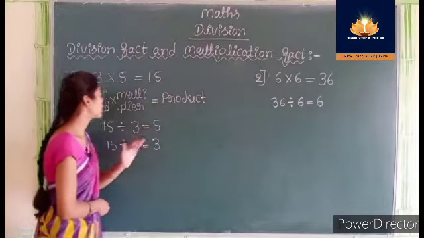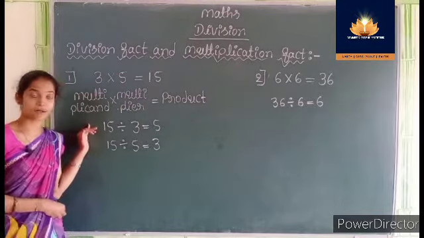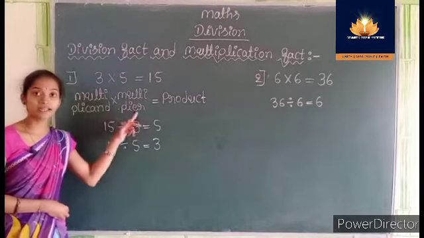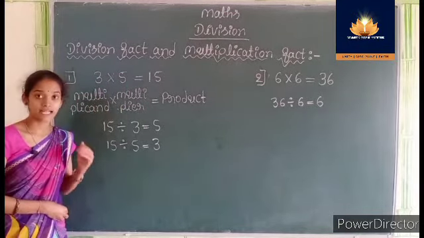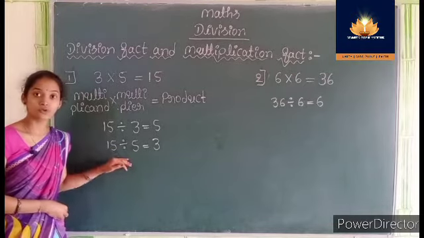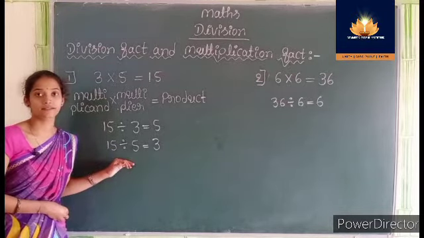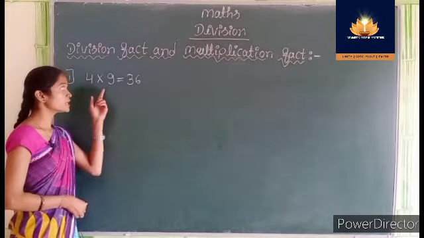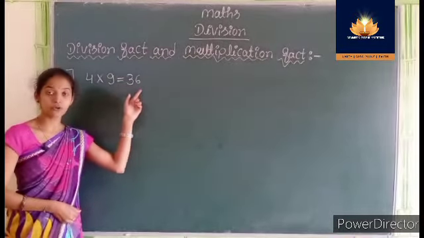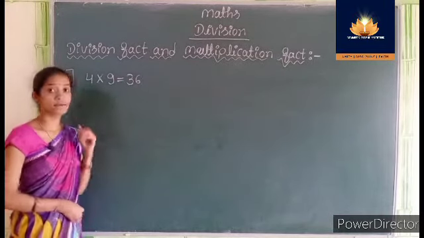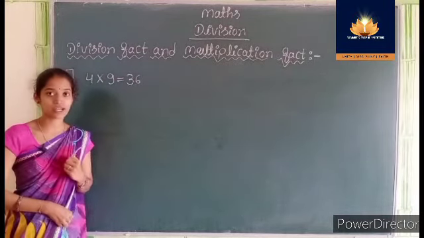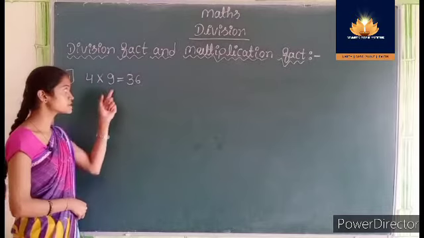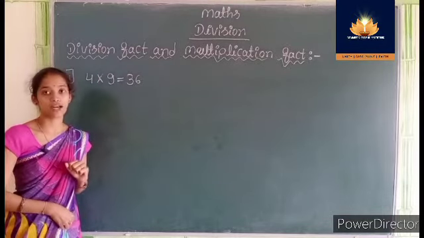When multiplicand and multiplier both have the same number, we will get only one division fact. But in this problem we have different numbers as multiplicand and multiplier, right? That's why we get two division facts. Okay, let us see another example. 4 into 9 is equal to 36. This is the multiplication fact. We have to generate division facts for this multiplication fact.